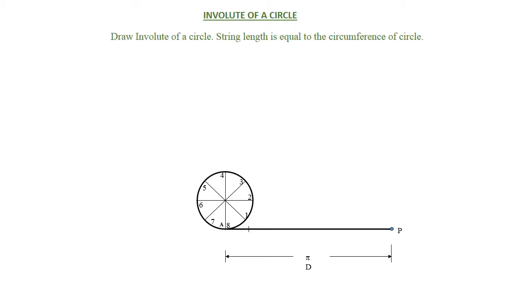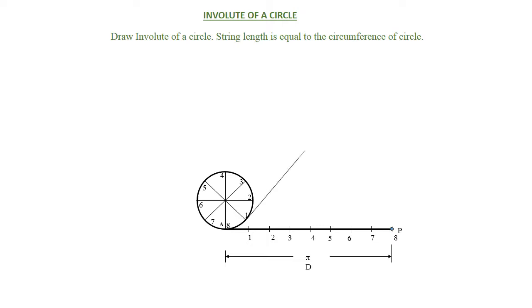This length A to P is equal to pi d, and we divide that into 8 equal parts, naming them 1 2 3 4 5 6 7 8. Now when we start winding, the string goes from A to 1, 1 to 2, 2 to 3 on the circular disc. When it moves from A to 1, 1/8 portion of the inelastic string is wound. When it goes from 1 to 2, another 1/8 portion gets wound.